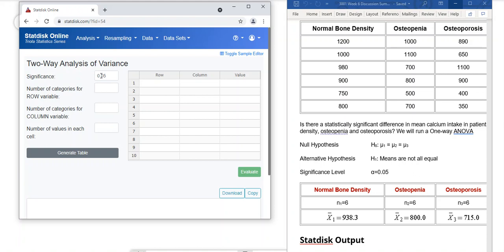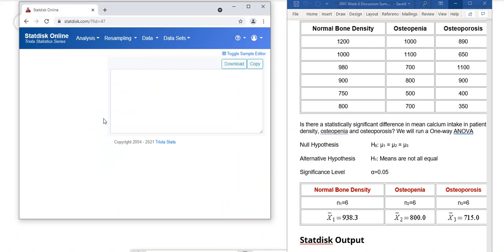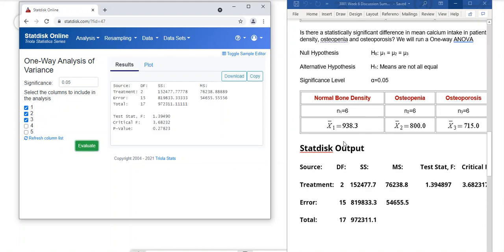Significance level, again, typically it's 5%, 1%. Now, number of categories for the row, right? That says 2. Whoops, clicked on the wrong one. Try that again. There it is. Okay. One-way analysis of variance. Select the columns. We had columns 1, 2, and 3. Right, 1, 2, and 3 here. And let's evaluate that. And then there's our output.